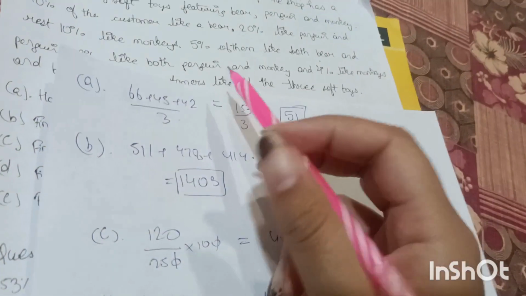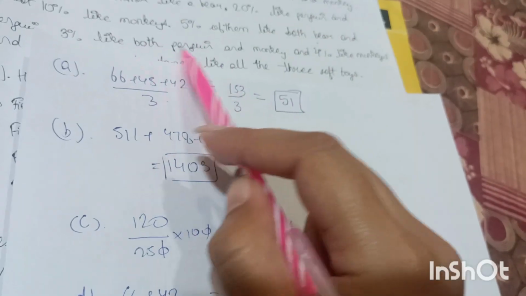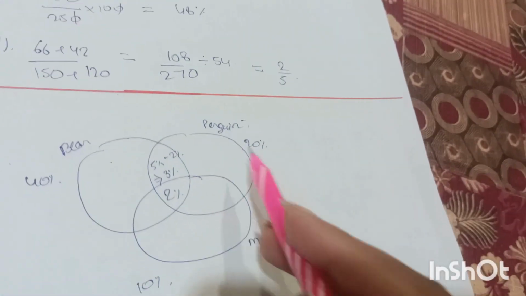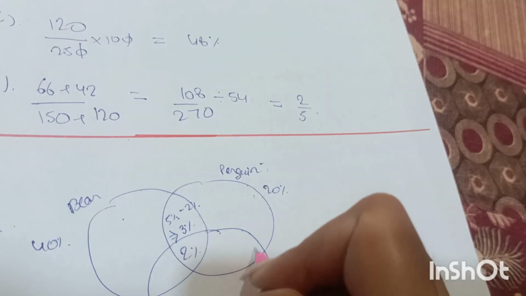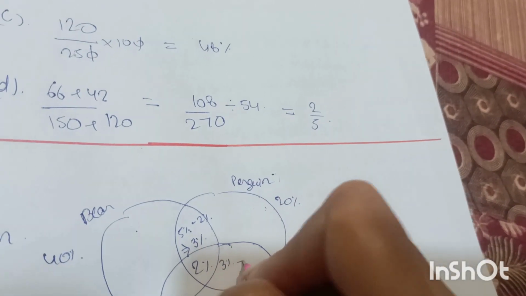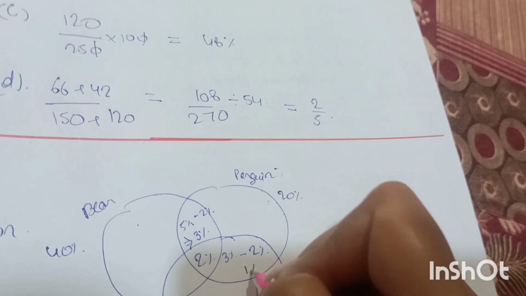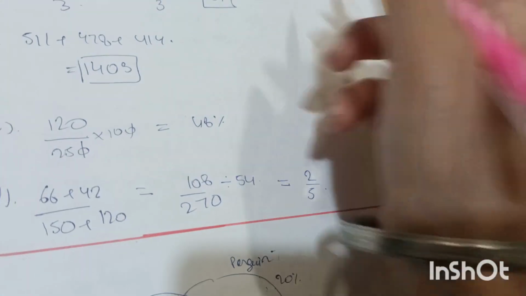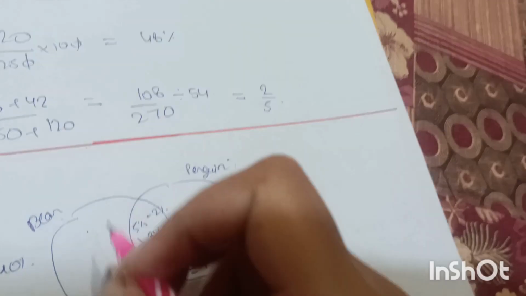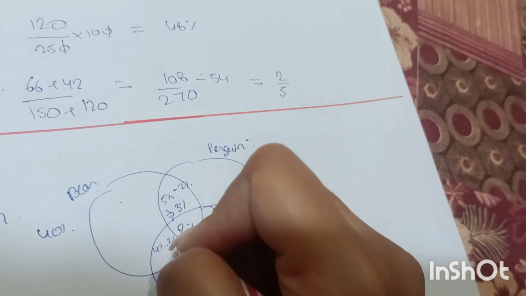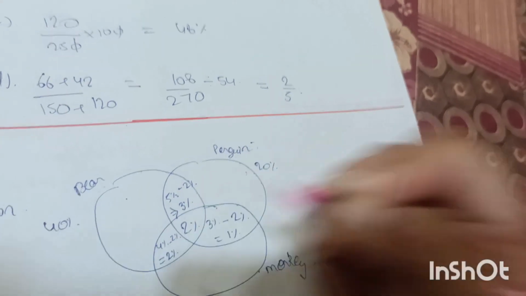Now 3% like both penguin and monkey. This total has been given as 3%. So 3% minus 2%, you will get the value as 1%. And 4% like monkeys and bears. 4% like monkey and bear. So this total is 4%. 4% minus 2%, you will get the value as 2%.